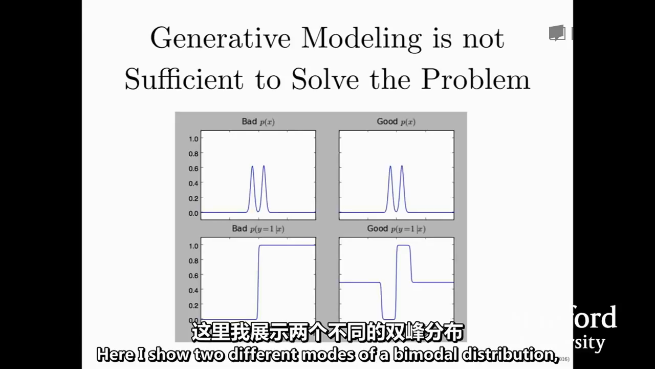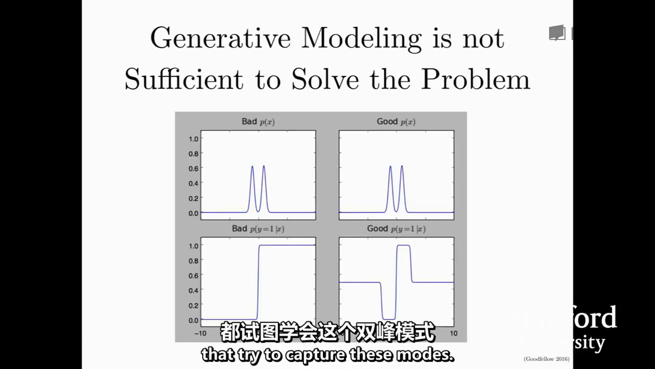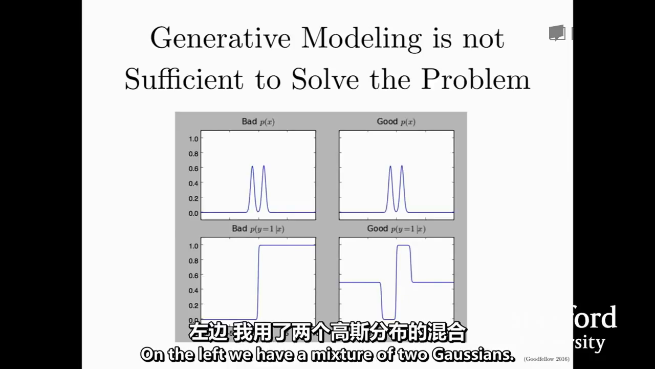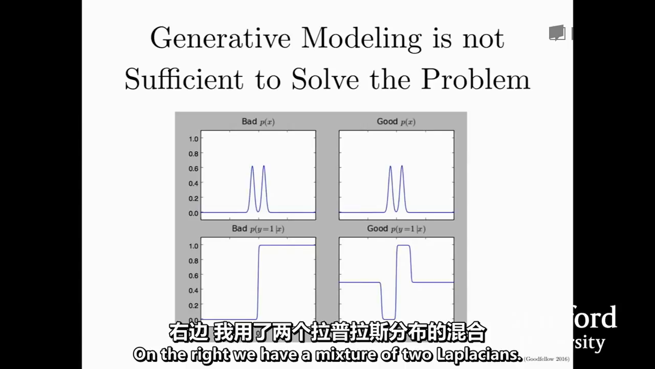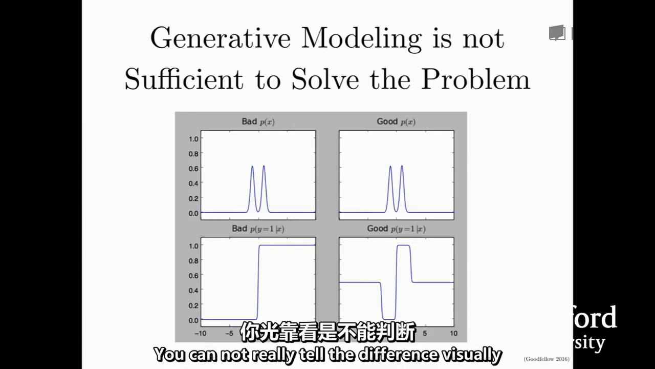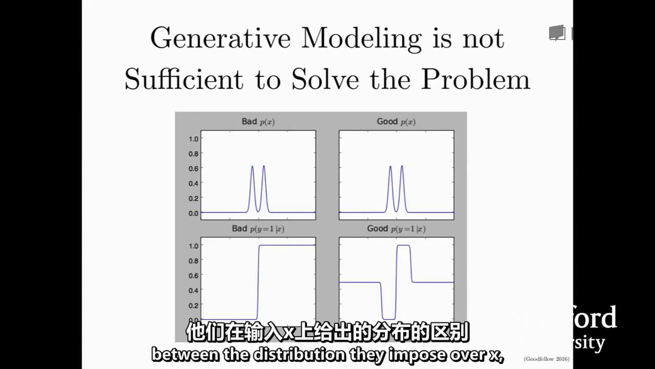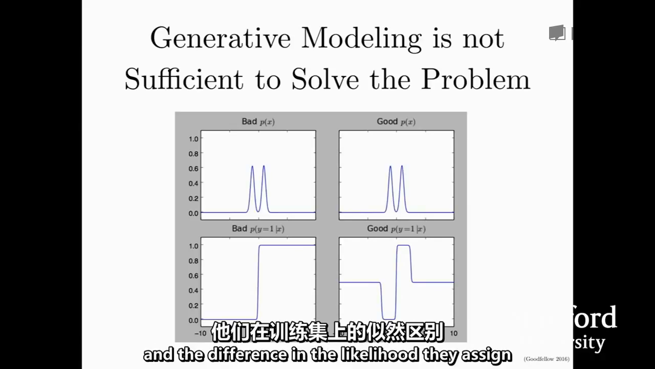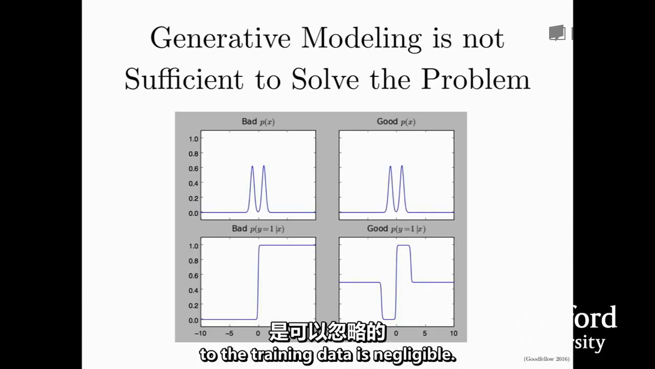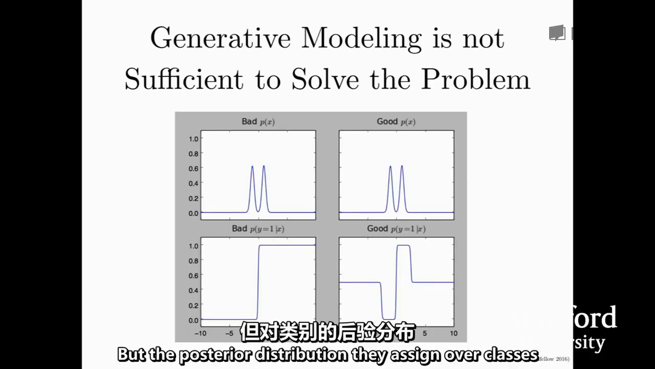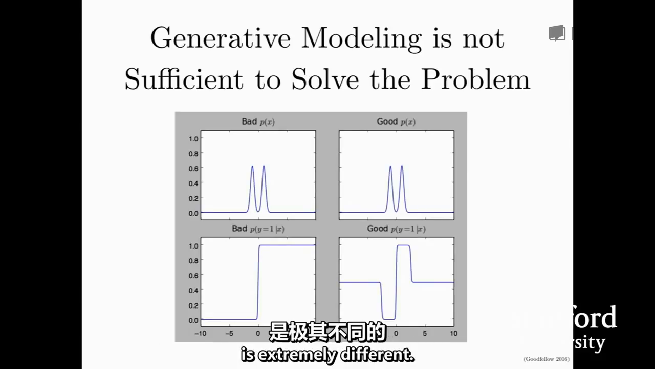Here I showed two different modes of a bimodal distribution, and we have two different generative models that try to capture these modes. On the left, we have a mixture of two Gaussians. On the right, we have a mixture of two Laplacians. You can not really tell the difference visually between the distribution they impose over x, and the difference in the likelihood they assign to the training data is negligible. But the posterior distribution they assign over classes is extremely different.